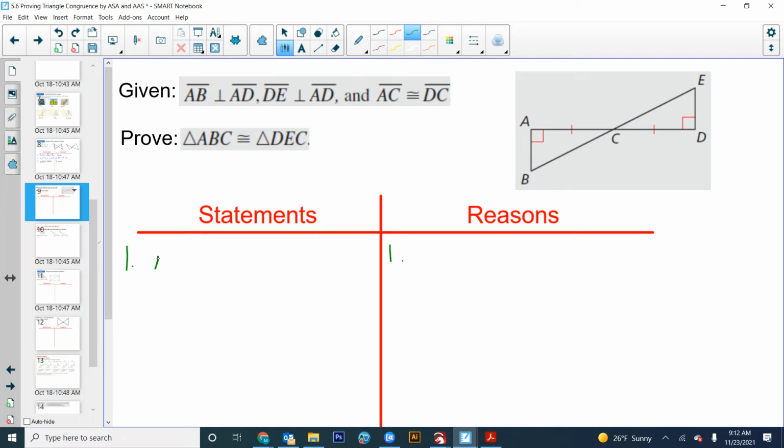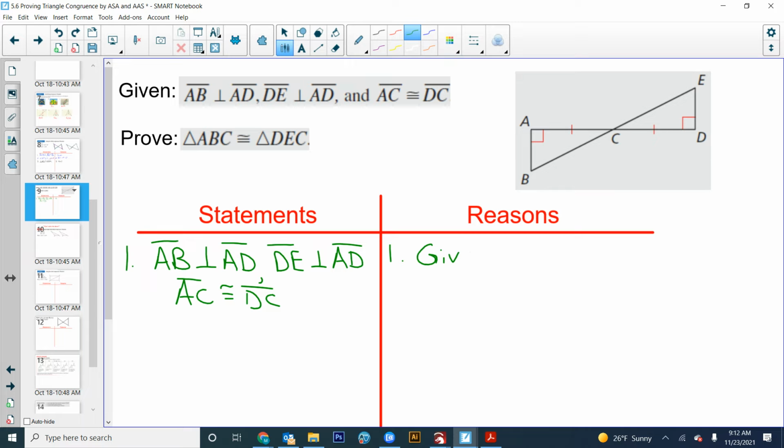AB perpendicular to AD. DE perpendicular to AD. And AC congruent to DC. Insert AC/DC joke. All right. AC, DC, perpendicular, perpendicular. Yes, Emma. Yes.